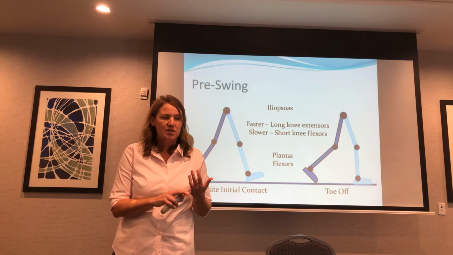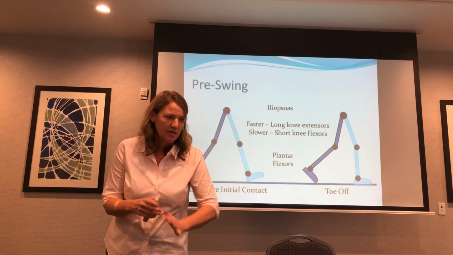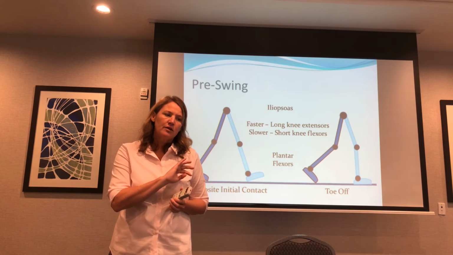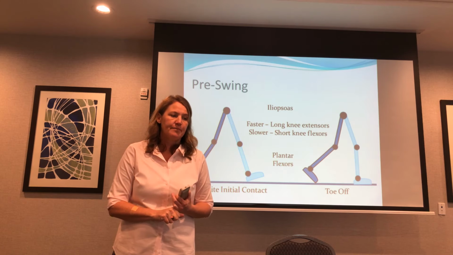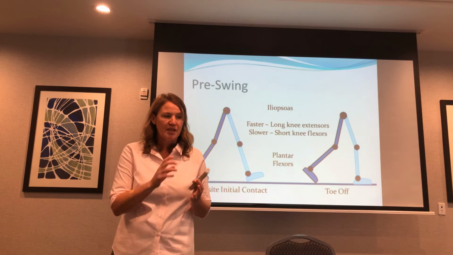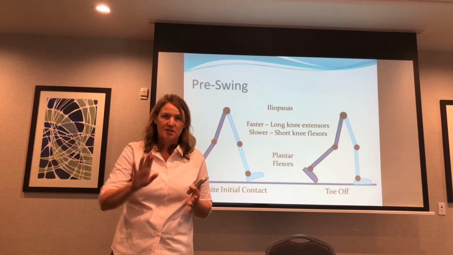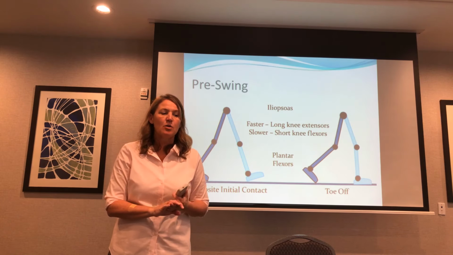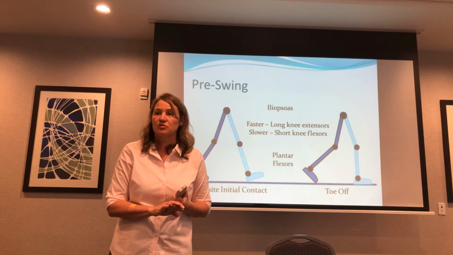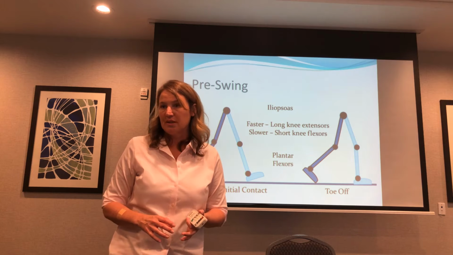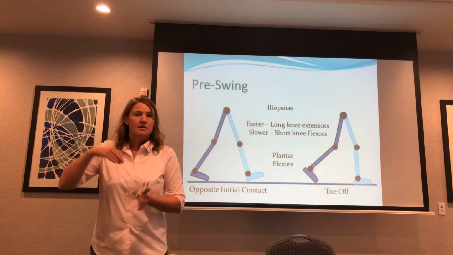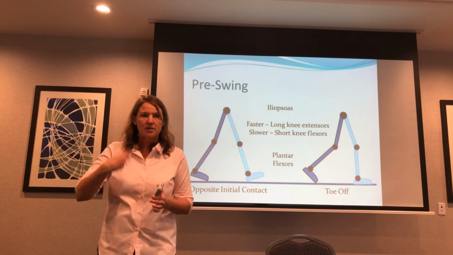Pre-swing, their iliopsoas is still controlling the movement on the other limb. Now, this is where you have altered muscle use depending on the speed. If they are going faster, they need knee extensors. Otherwise, the knee will flip up. If they're going slower, they need their knee flexors. When you're walking really slowly, you have to be able to flex the knee and hold it up to get it through. But if you're walking really fast, the energy level is going.